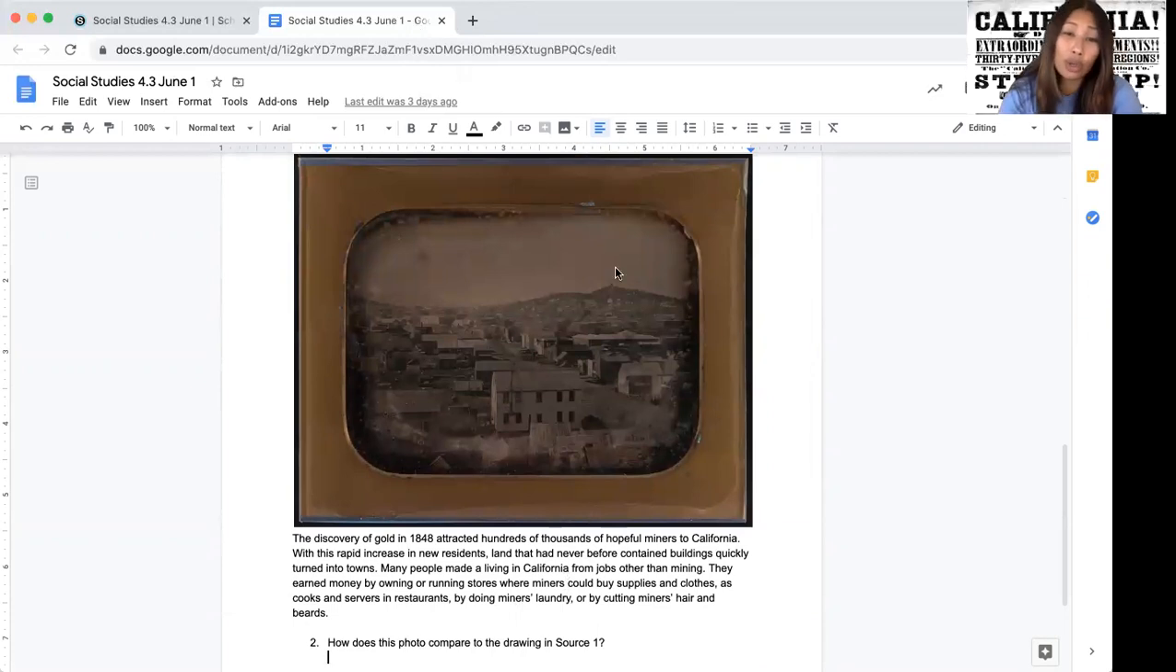Tomorrow we're going to continue learning about the California Gold Rush and how it affected California. You see a big stark difference in the environment now from seeing that first source to the second source.